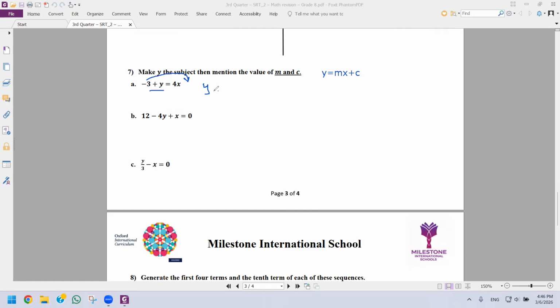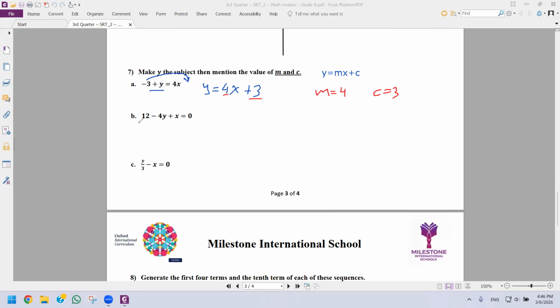So y is equal to 4x is already on the right side. Then minus 3 will come here, will be plus 3. Now I need to mention, what is m? M is 4. What is c? Is 3.